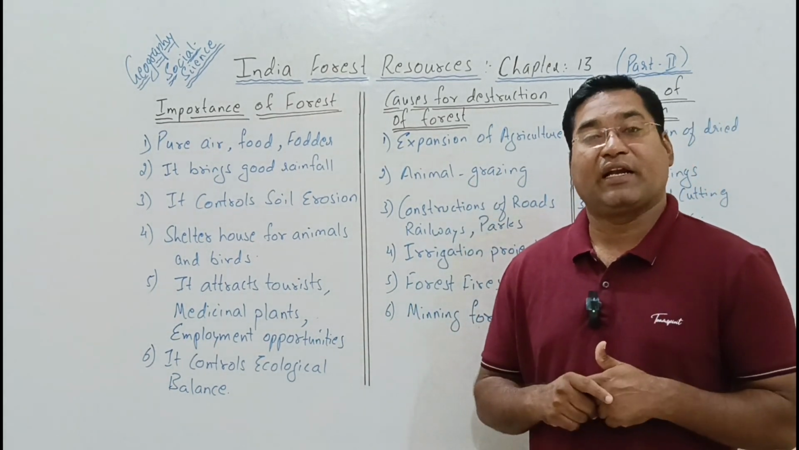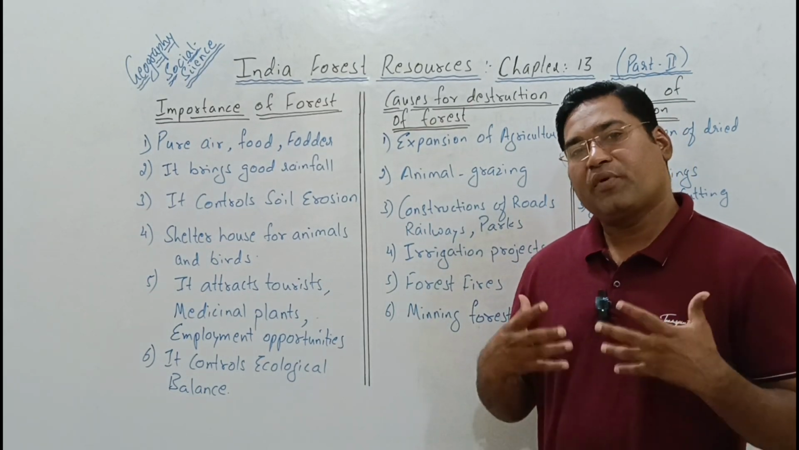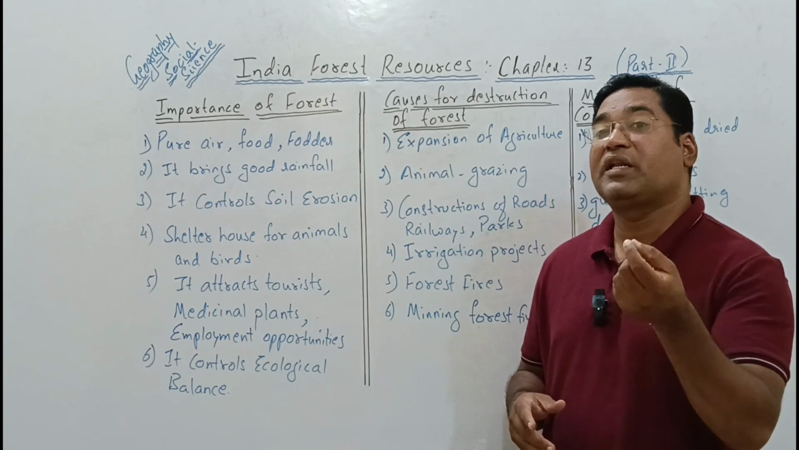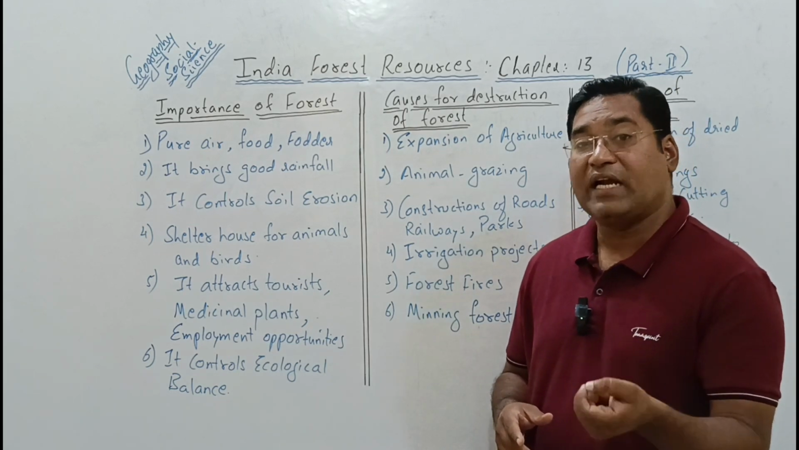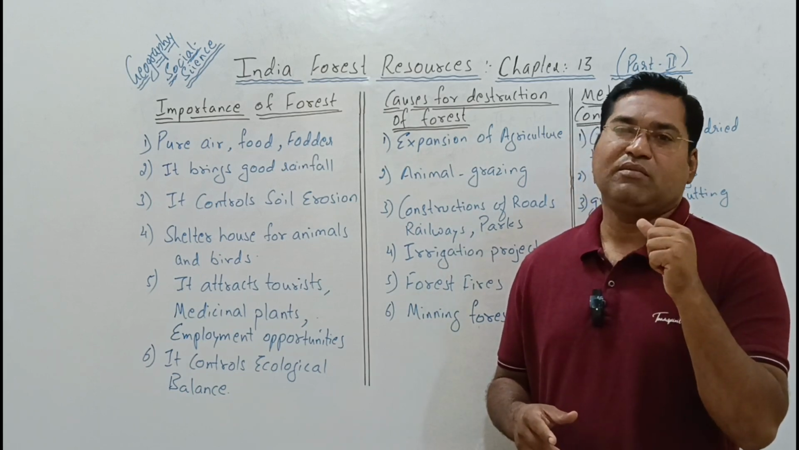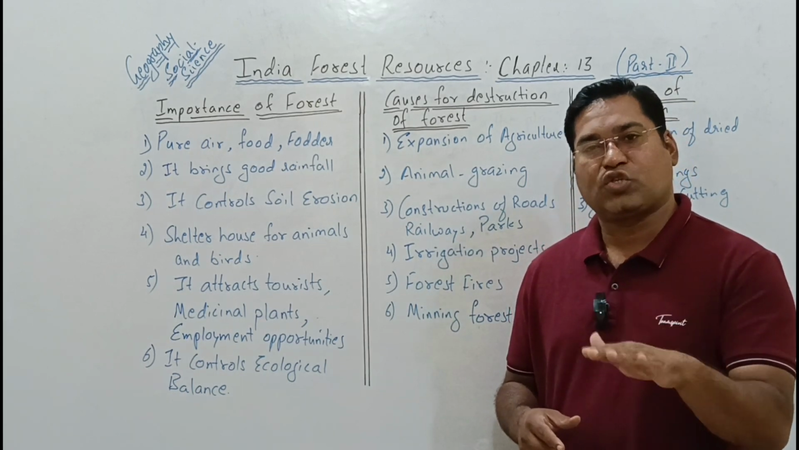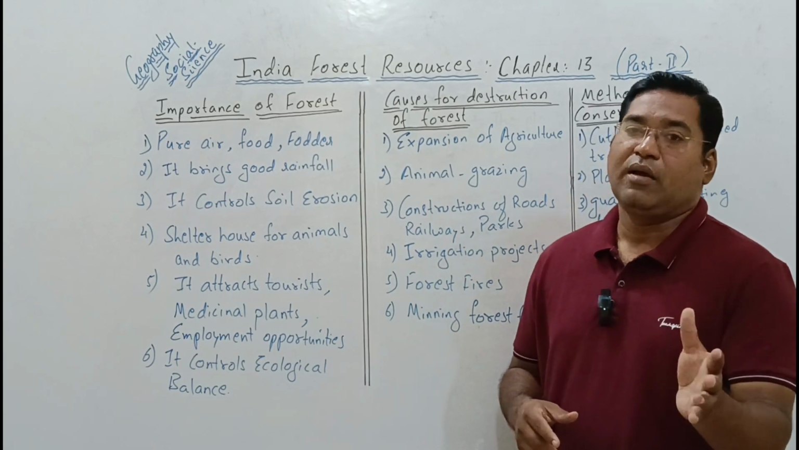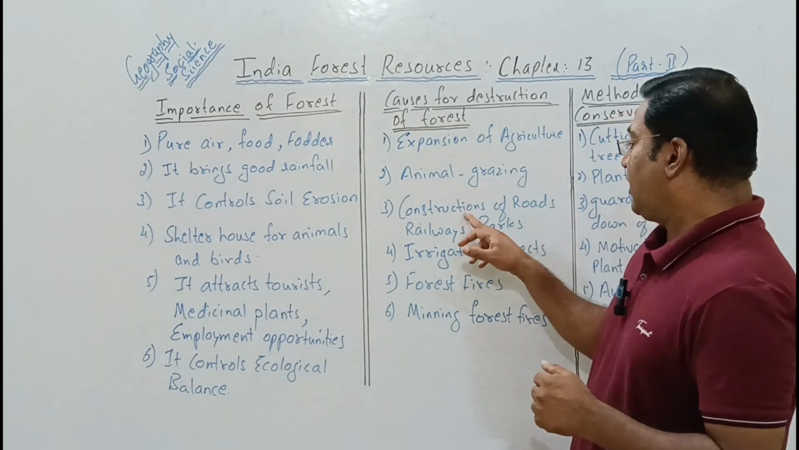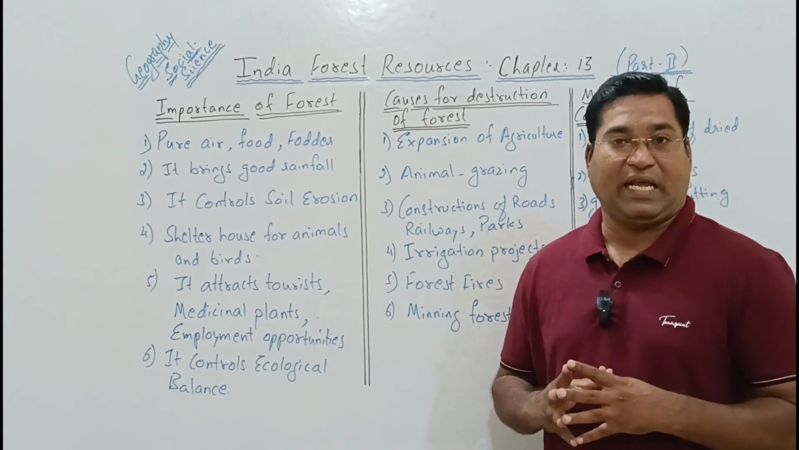Now animals require food, which we call fodder. With more grazing, even the tiny saplings which are about to rise up get eaten, and automatically there is a stop to the growth of the plants reaching up to become trees. Next, construction of roads, railways, as well as parks and entertainment areas.